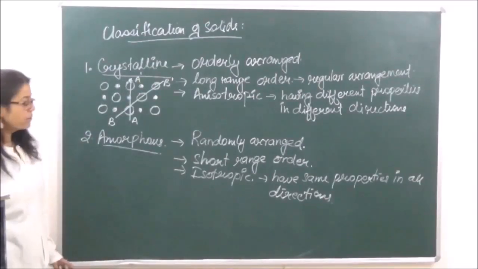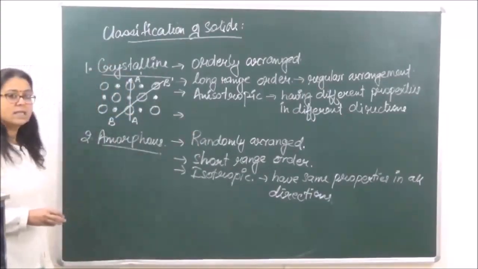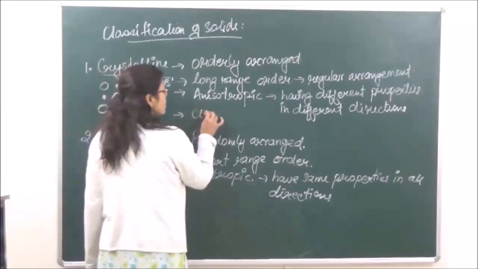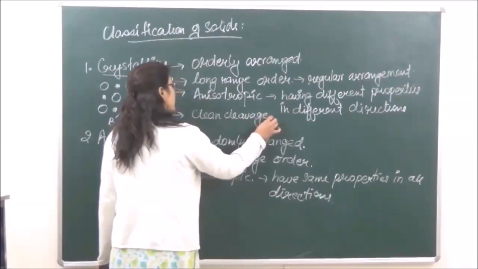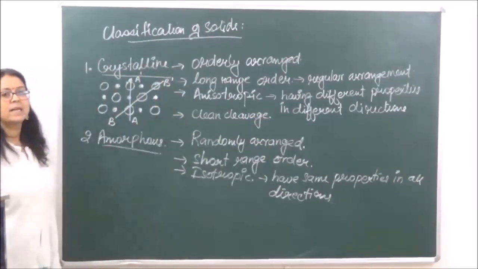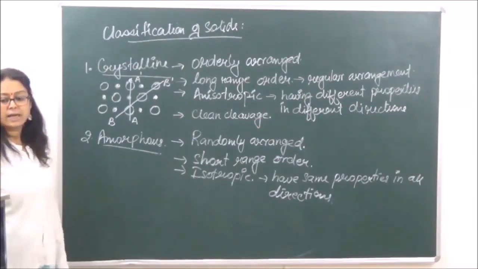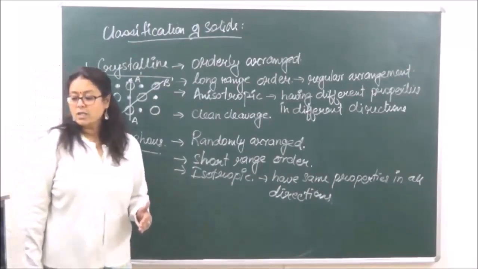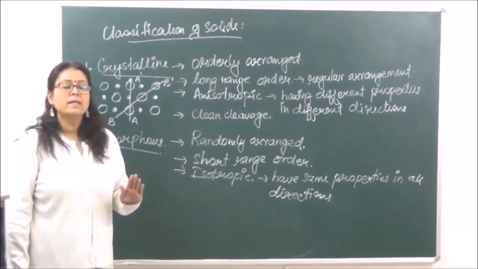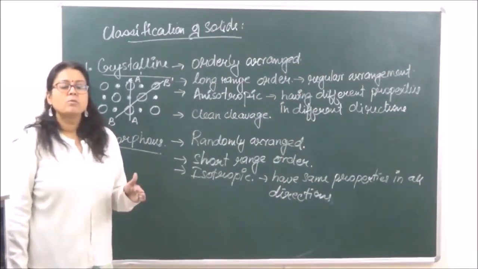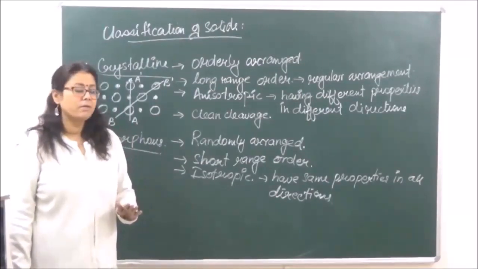The fourth point of difference we have is cleavage. The crystalline solids have a clean cleavage. What do we understand by a clean cleavage? Clean cleavage means कि अगर हम एक crystalline substance को cut करना चाह रहे हैं with the help of a knife, तो it will have an absolutely uniform cleavage. जब हम उसे काटेंगे तो वो एक ही तरह से कटेगा, ठीक है? It will have a sharp cleavage.